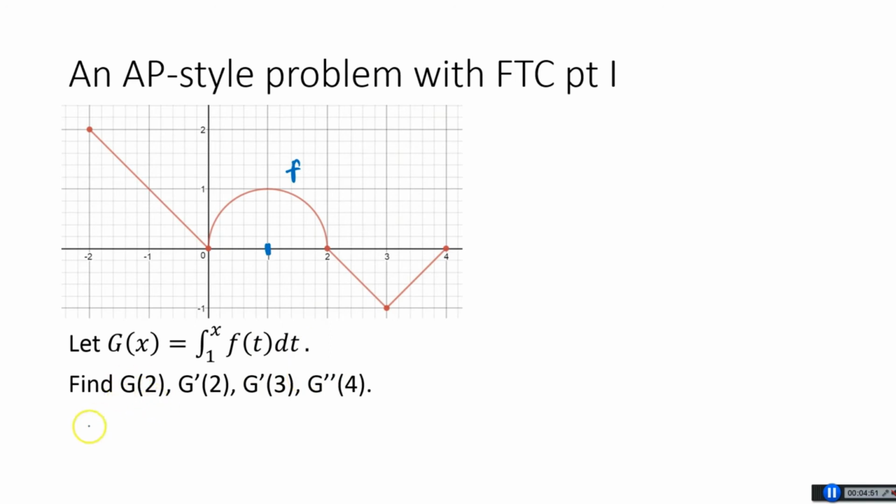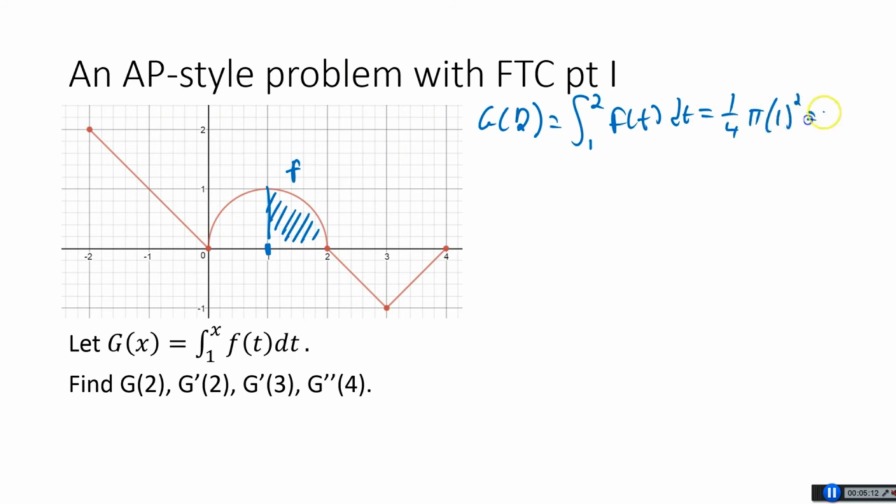G of 2. So g of 2, we did this kind of in the first video, is the integral from 1 to 2 of little f of t dt. So 1 to 2, that is this area right here. Well, that area isn't too bad. It's a quarter of a circle with radius 1, so it's 1/4 pi r squared. The radius is 1, so that is pi over 4.